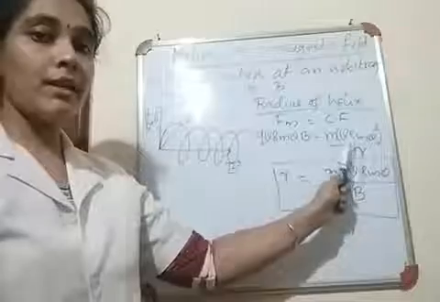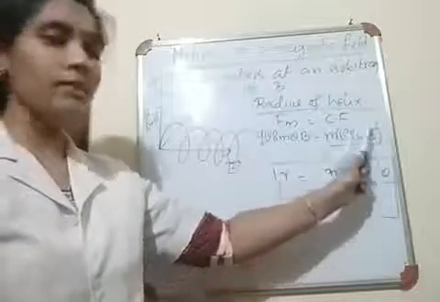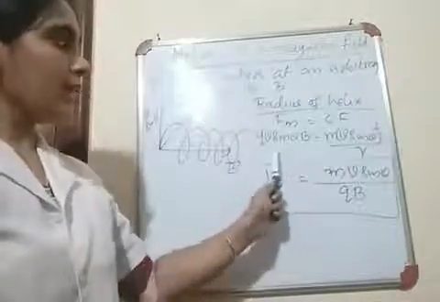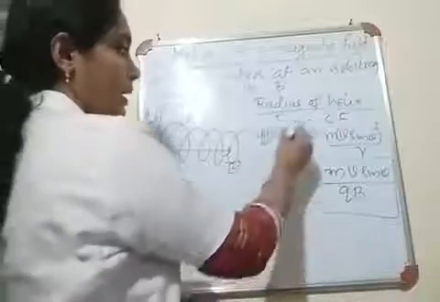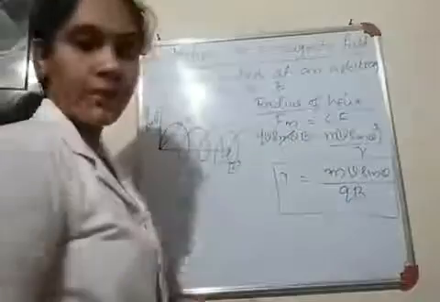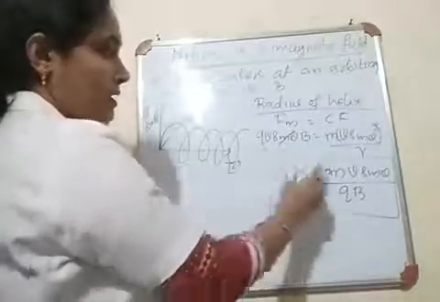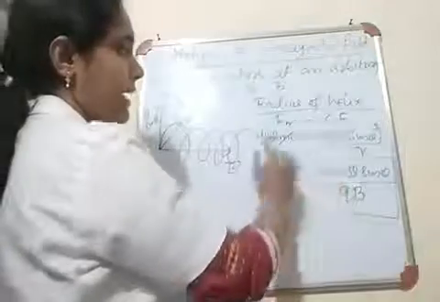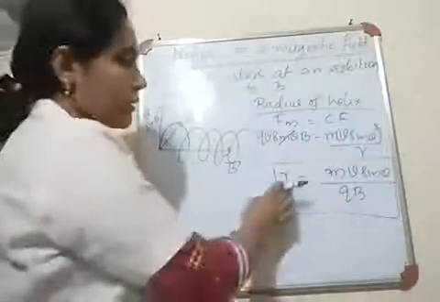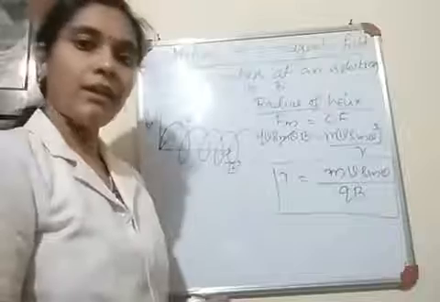Here we should consider v sin theta. So m (v sin theta) whole square by r. Again, one v sin theta and one v sin theta will cancel. Then what is the radius? Therefore radius r is equal to mv sin theta by qB. So this is the radius of that helix.